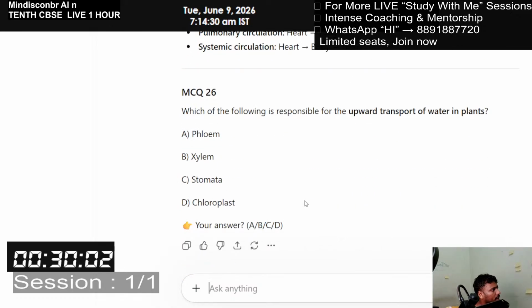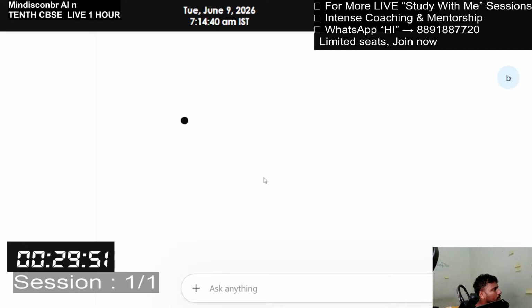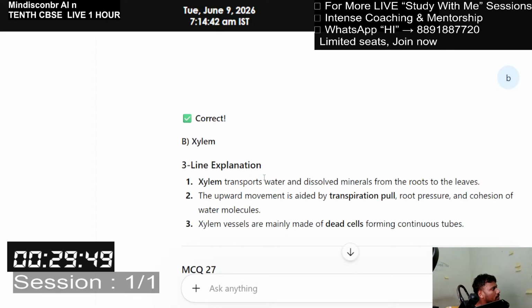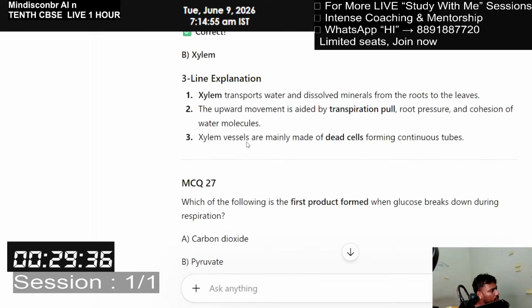Which of the following is responsible for the upward transport of water in plants? Xylem. The xylem transports water and dissolved minerals from the roots to the leaves. The upward movement is aided by transpiration pull, root pressure, and cohesion of water molecules. Xylem vessels are mainly made of dead cells forming continuous tubes.